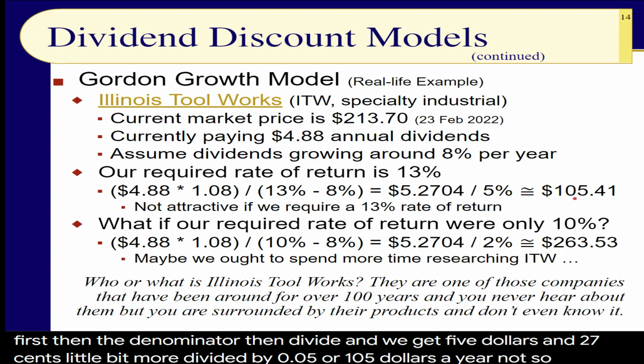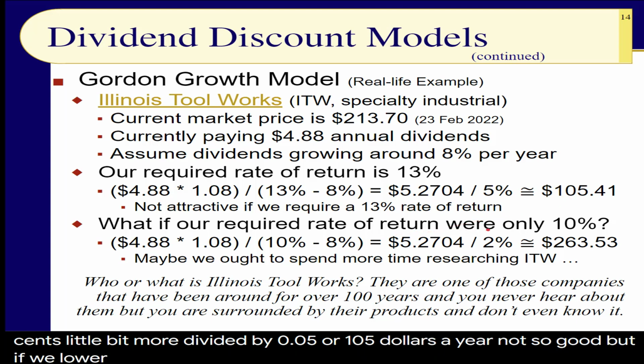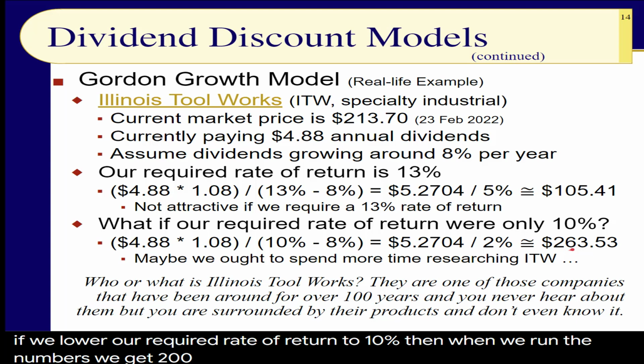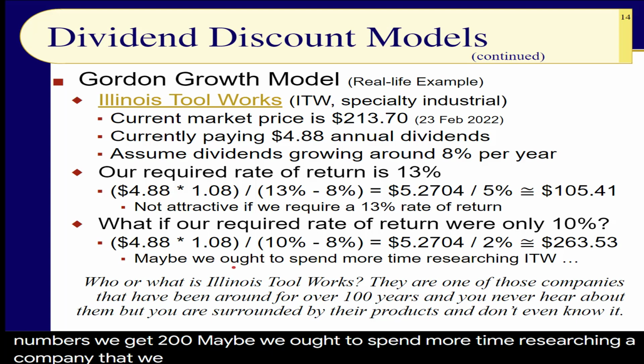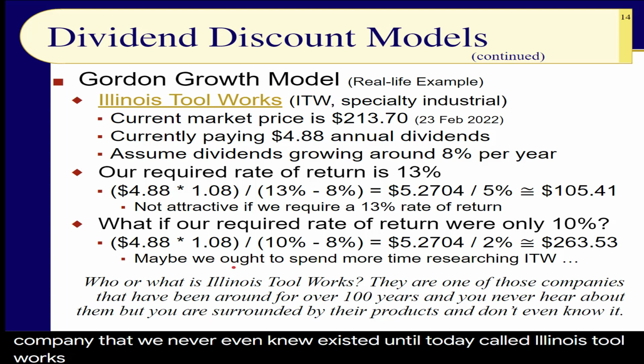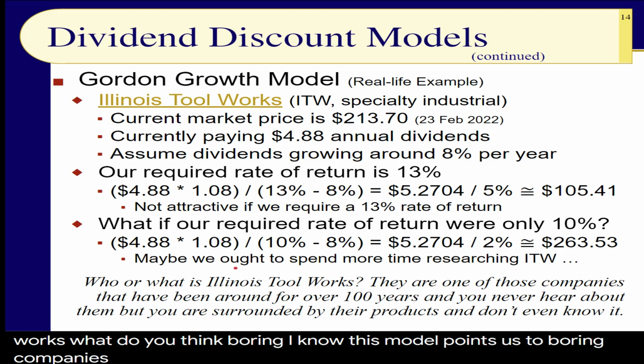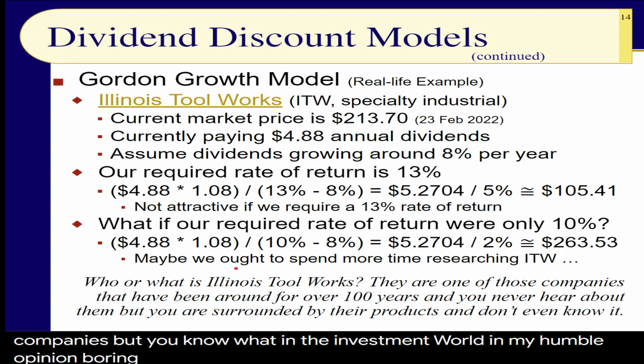Not so good. But if we lower our required rate of return to 10%, then when we run the numbers, we get $263.53. Maybe we ought to spend more time researching a company that we never even knew existed until today called Illinois Toolworks. What do you think? Boring. Yeah, I know. This model points us to boring companies. But you know what? In the investment world, in my humble opinion, boring is good.